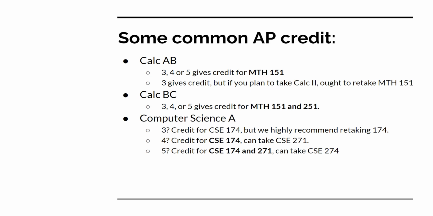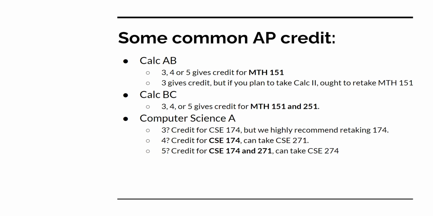Some common AP credit, Calc AB. So if you receive a 3, 4, or 5, you'll get credit for Math 151, which is Calculus 1. A 3 gives credit, but if you are planning on taking Calc 2, which is not a requirement, but if you do plan on taking that, you really should consider taking Math 151 as a refresher.